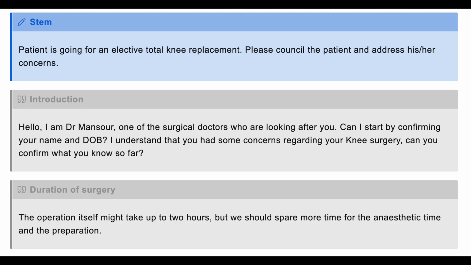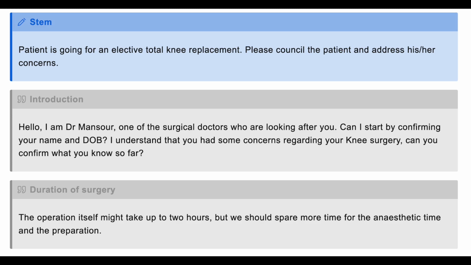Yeah, I'm planned for a total knee replacement. I was told because I've been complaining of pain for a very long time, and I'm quite concerned about the surgery. It's been causing me so much stress recently. I'm not really sleeping because of that. So, do you mind telling me more about the surgery, if that's all right? Yes, sure.